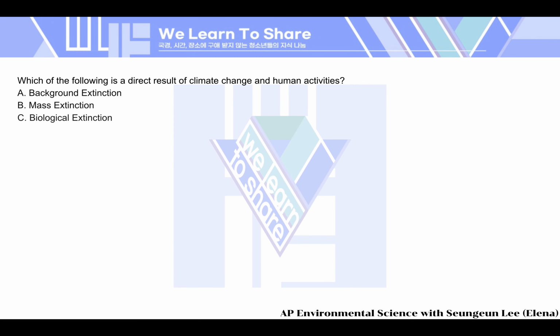Next one would be B, mass extinction, because the current ongoing mass extinction, often referred to as the sixth mass extinction, is largely driven by human activities, including climate change.